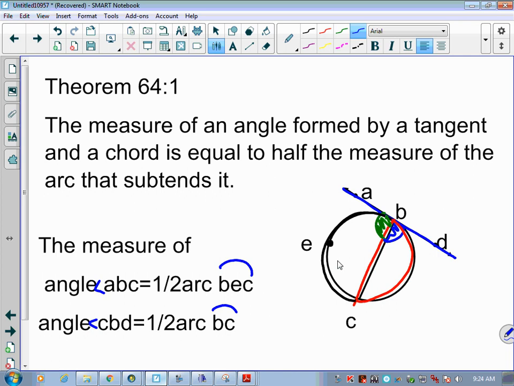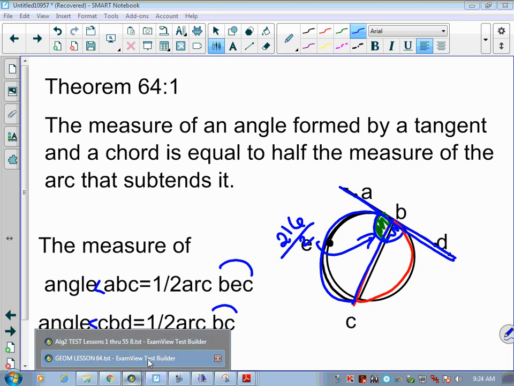This green angle, right? Okay, so what I've got here is a chord and a tangent line. The angle formed by that chord and that tangent line is 1/2 of that arc that subtends it. You follow me now? So if I knew that this was 216, I would divide it by 2 to get that angle. Okay, so let's go back to our question. Let's see if we can't figure it out.